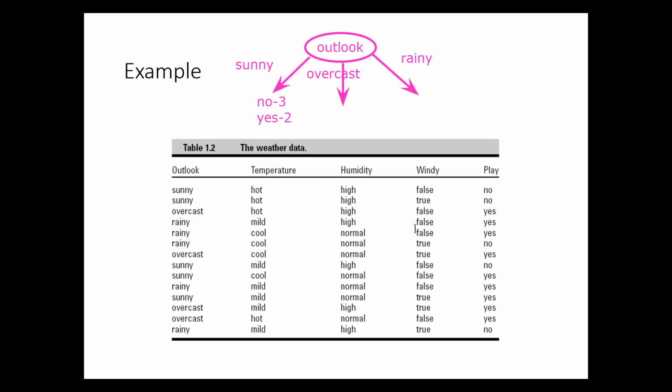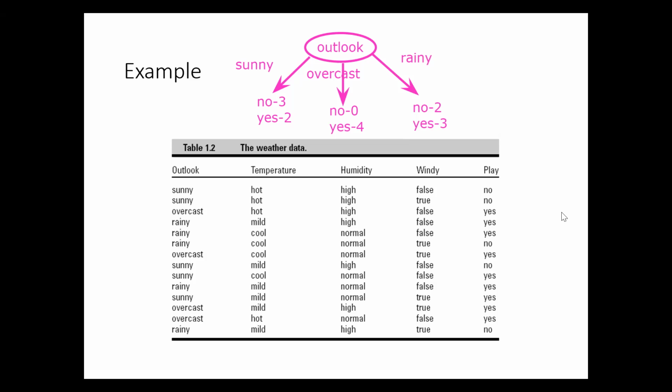Right, overcast: four yeses and one no. So we can say no will be zero, but we have four instances with yes, right? Similarly, if you look at the rainy, we will have yes and yes, rainy again no, so which means we have two instances no and two instances yes. So this is what we have right now. Sorry, rainy we have three yeses, so it should be like this.